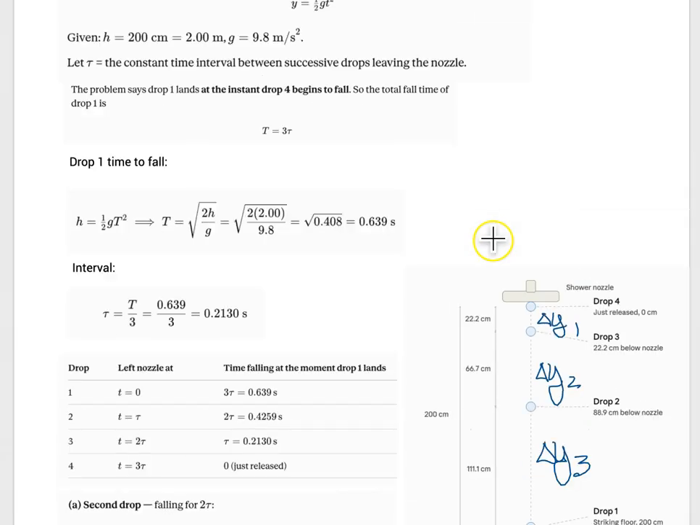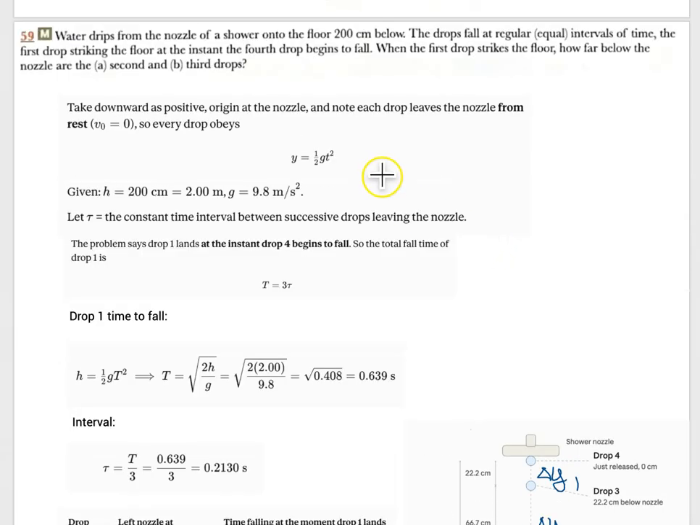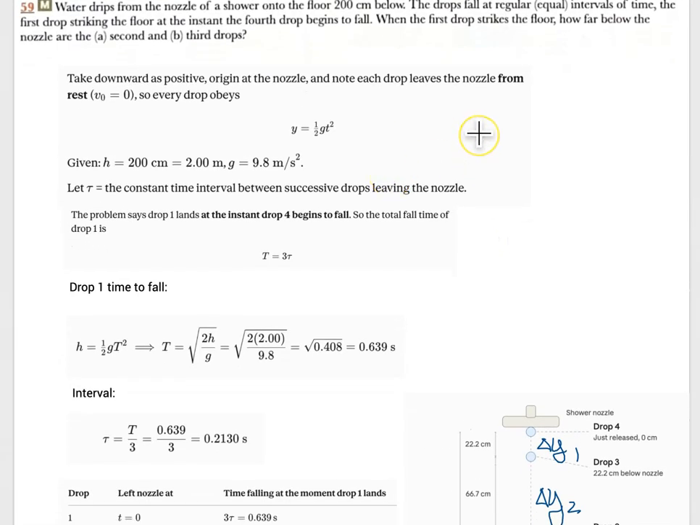So how do you solve this one? Well, the first thing we need to do is we're going to take downward as positive. So again, on this one, we're not going to make downward negative. We're going to make it easy. So we're going to make down positive and up negative. We don't have anything up, so we don't have to worry about it. We know our height is 200 centimeters or 2 meters, and we know gravity is positive 9.8 meters per second squared, because on the way down, we're going to speed up.